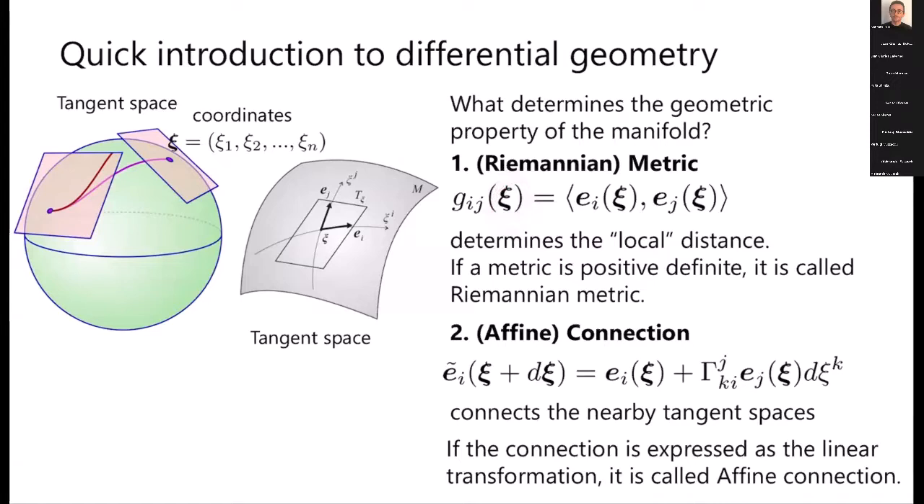And if this metric is positive definite, it is called the Riemannian metric. And in information geometry, we consider a Riemannian metric, meaning that the Gij is a positive definite matrix.